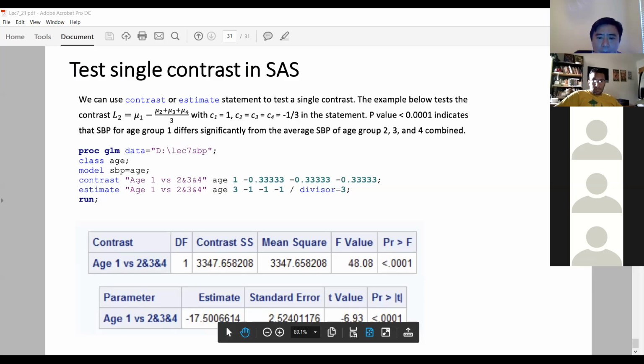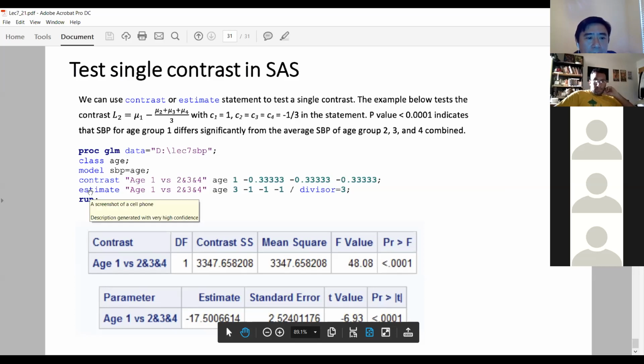Let's go back to that page. That's the page that's still showing up. Yeah, the page that you're on right now. Test single contrast in SAS. This one? Yeah. All right. So your question is, what's the difference between this and this? Is that right? No, no.